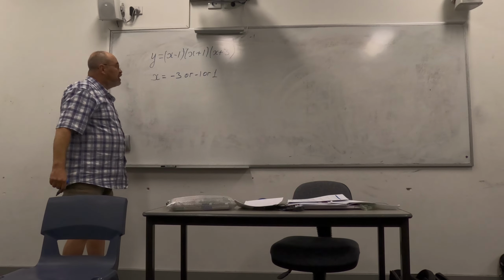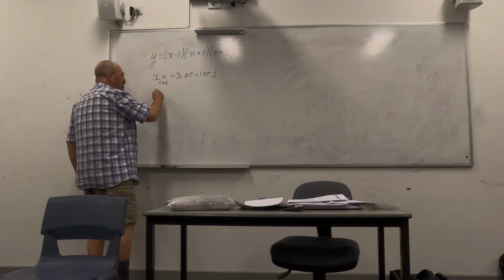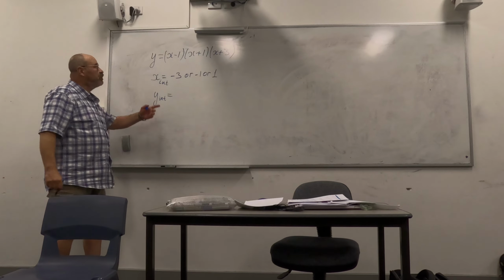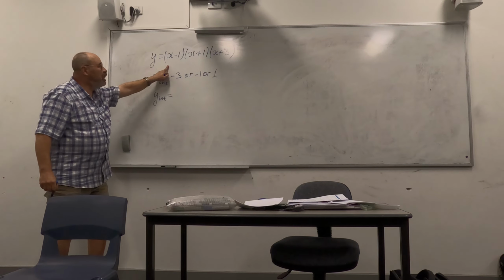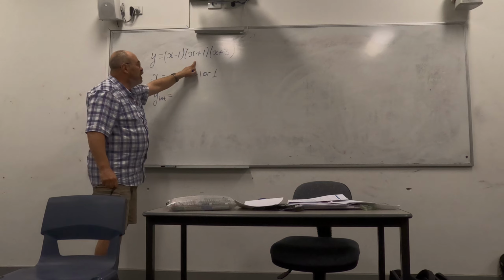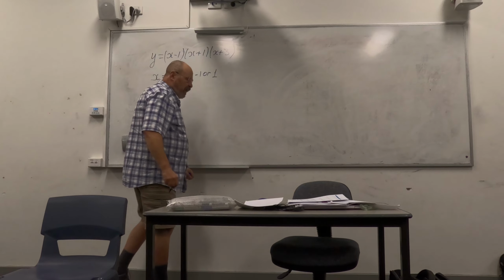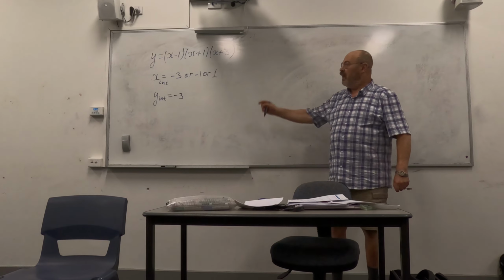Now we can also identify the y-intercept. If x equals 0, we have -1 times 1 times 3, which equals -3. And the shape: what is the shape?